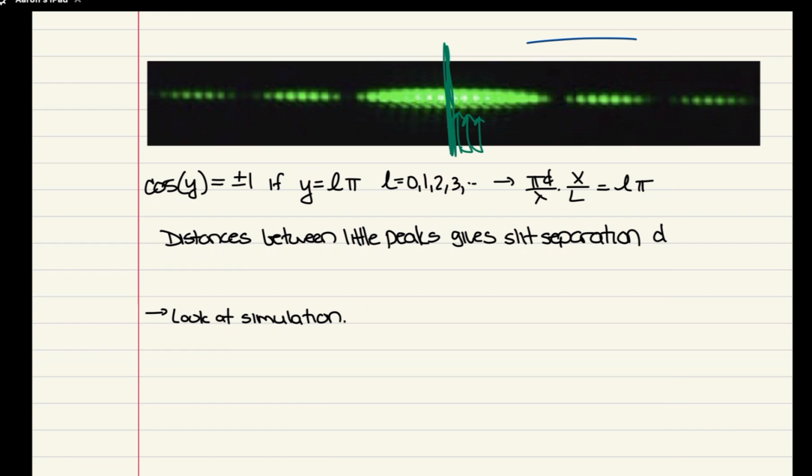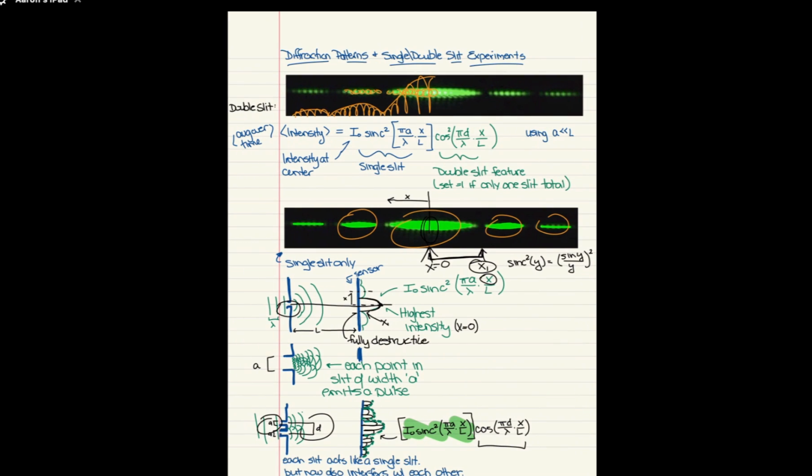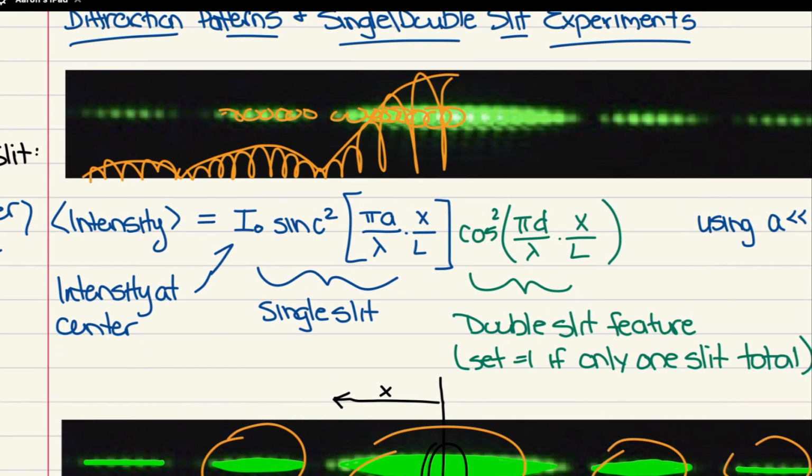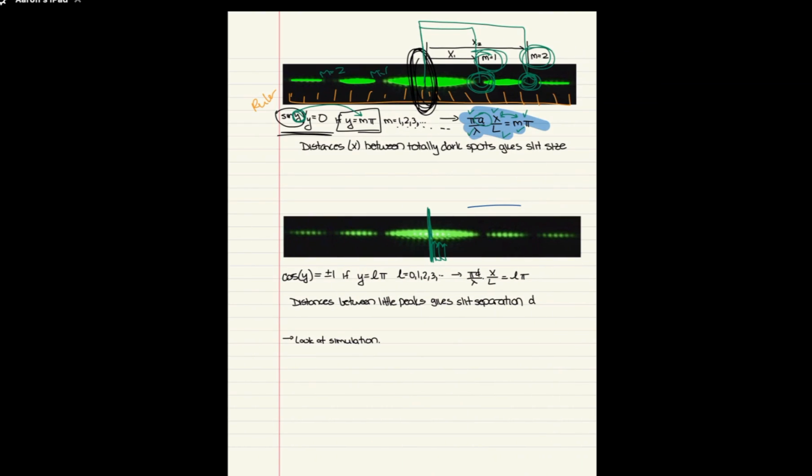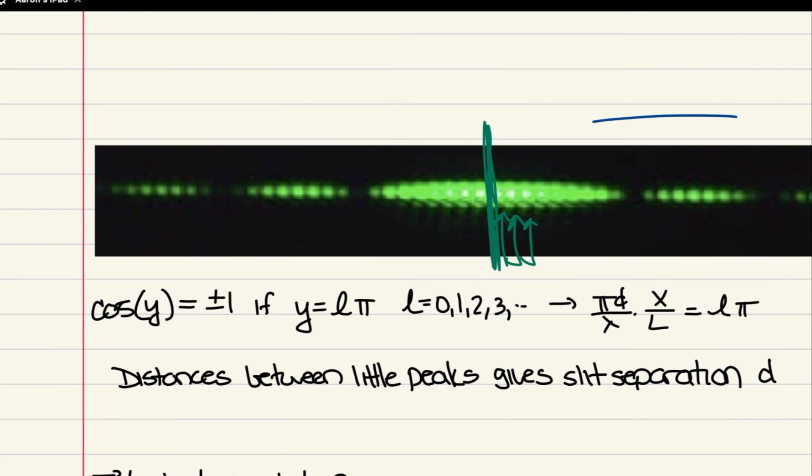the idea here, if you recall from the previous equation, is that the double slit introduces this additional term, which is a cosine term. And cosine is maximized whenever whatever is inside the cosine is a multiple of pi. For a sine, that's when it equals zero. For a cosine, that's when it's maximized. So by looking at the individual locations, if this is x equals zero, there's some distance x to get to the first bright spot, another x to go here, another x to go to the third bright spot, etc.